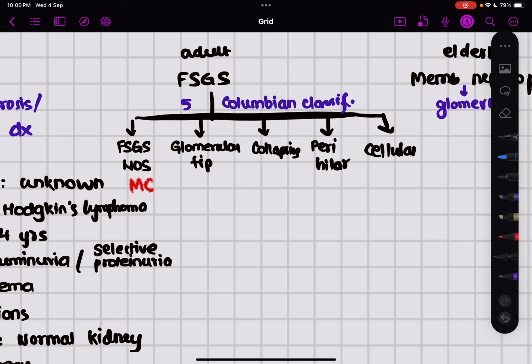Then glomerular tip. Glomerular tip has the best prognosis. Collapsing type is associated with HIV and has the worst prognosis.